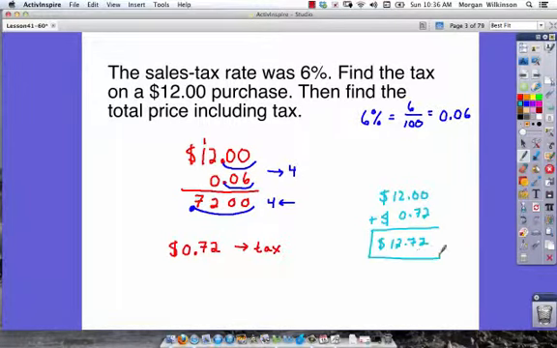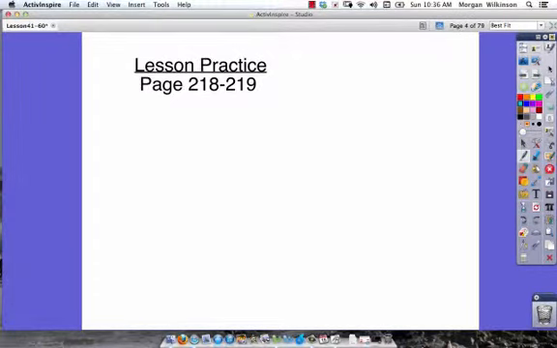We can go ahead and box it, and we move on to our next question if we were working on our assignment. Lesson practice will be on page 218 and 219. Make sure you've got your notes completed, and I'll see you during our next class.